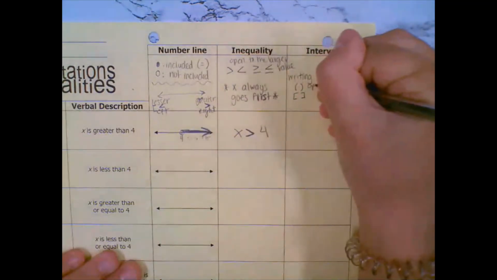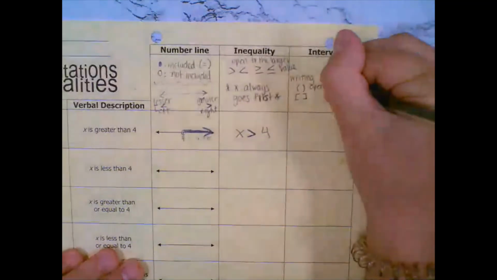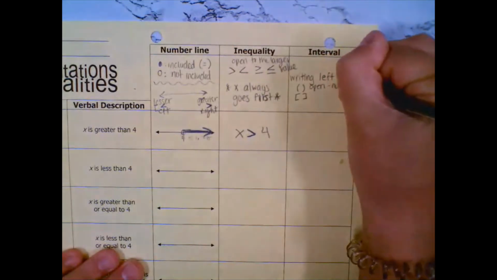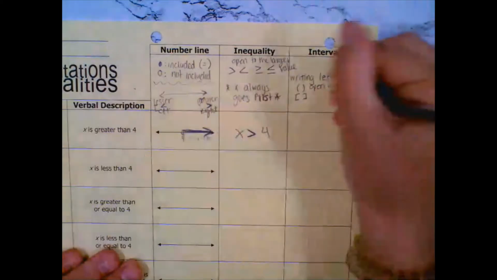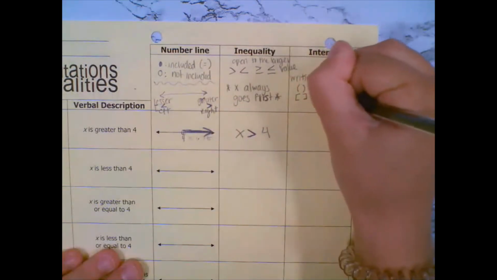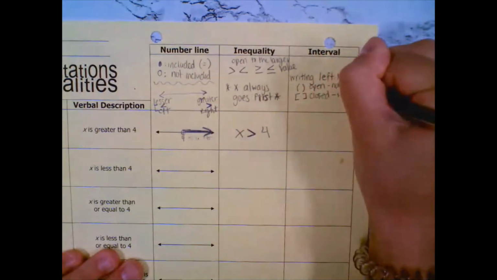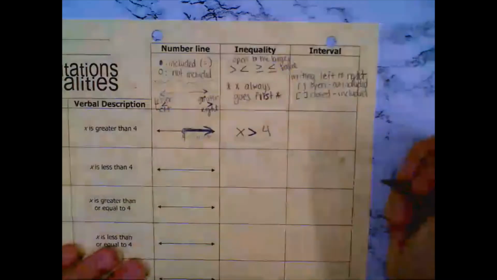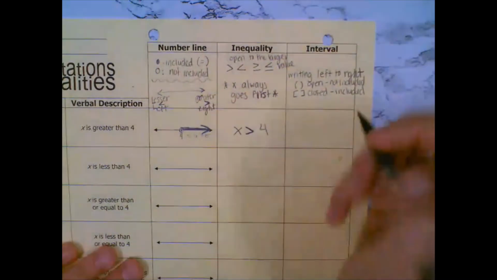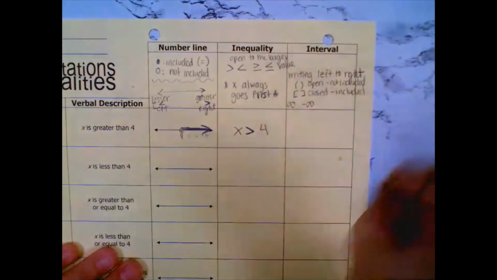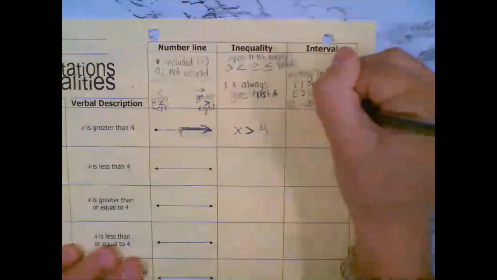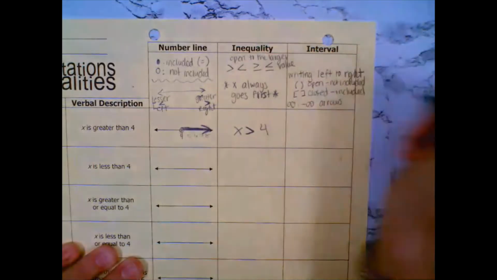So open, or not included. When we are using a closed dot, that means included, and we use brackets. Okay. Then we use numbers like infinity and negative infinity for our arrows. Those represent our arrows.